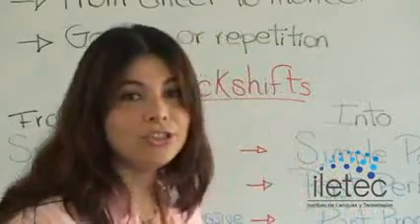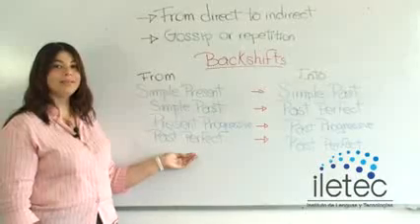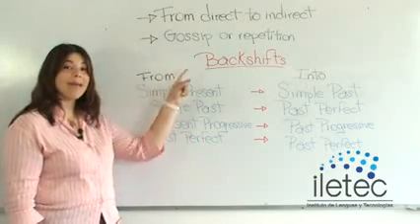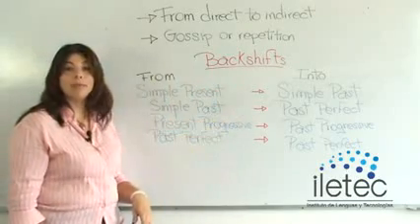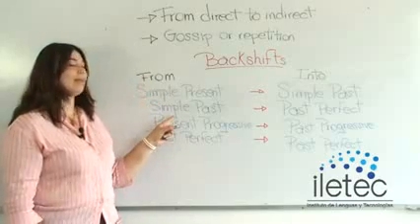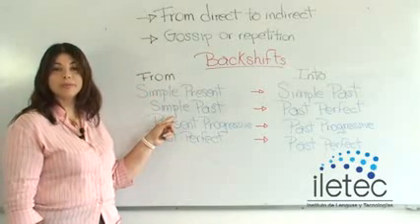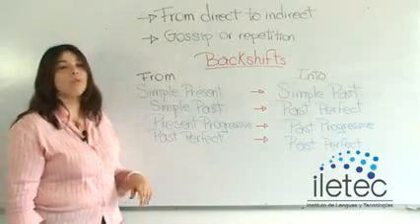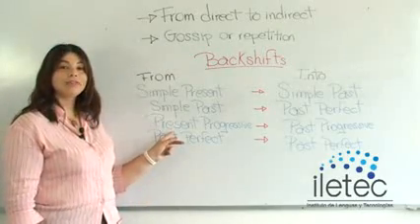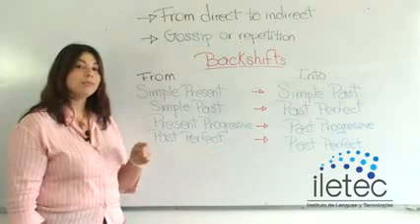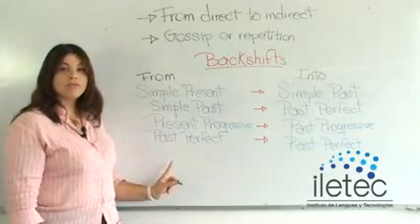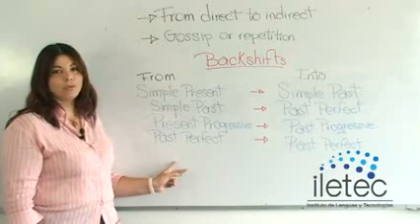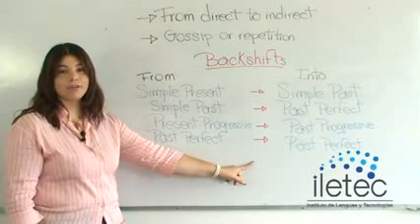All you have to do is check the explanation. As you may see, if the original one is in simple present, we have to make the backshift into simple past. If the original one is in simple past, we have to make the backshift into past perfect. If the original one is in present progressive, we have to do it in past progressive. And if the original one is already in past perfect, there is no change to be made. It has to remain in past perfect.